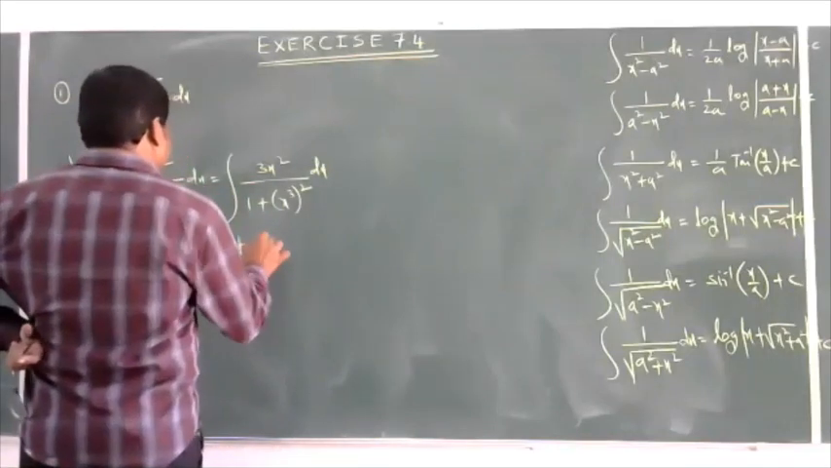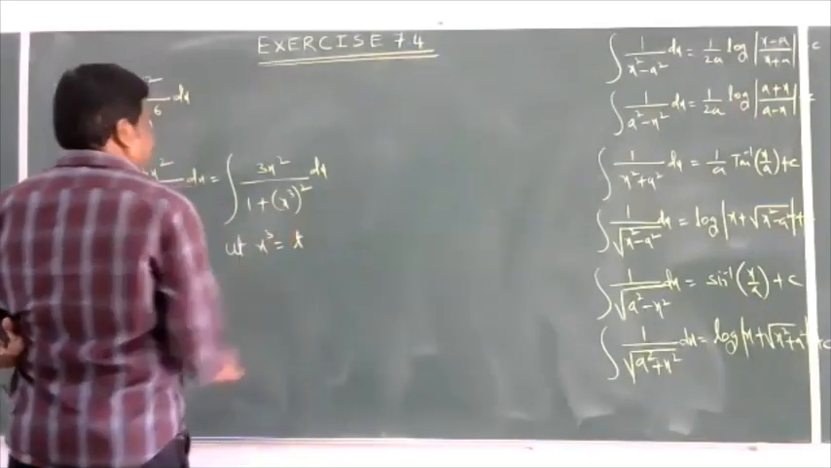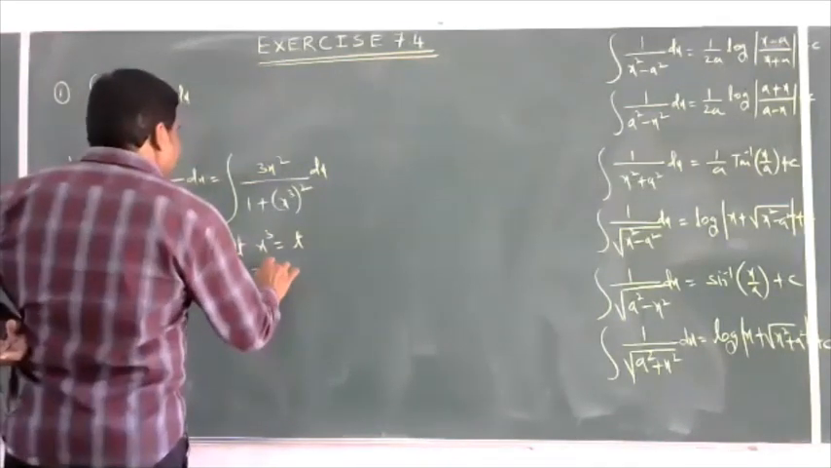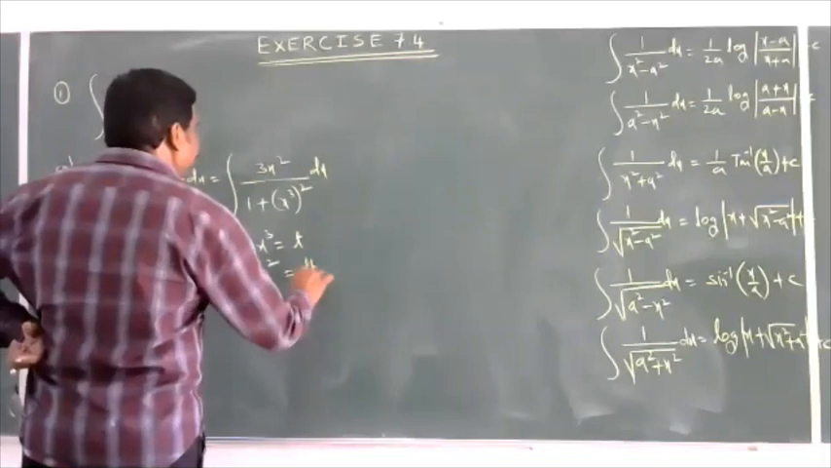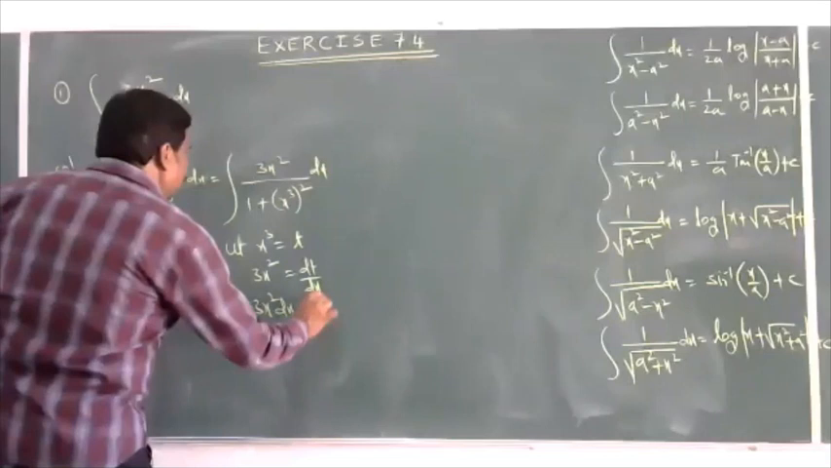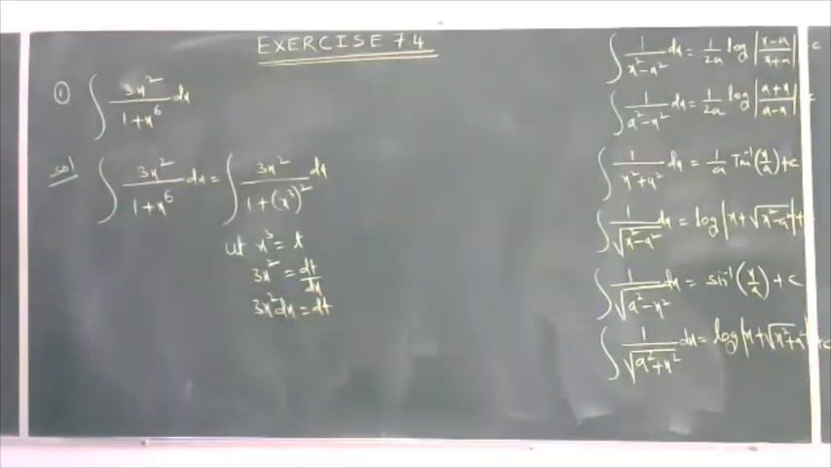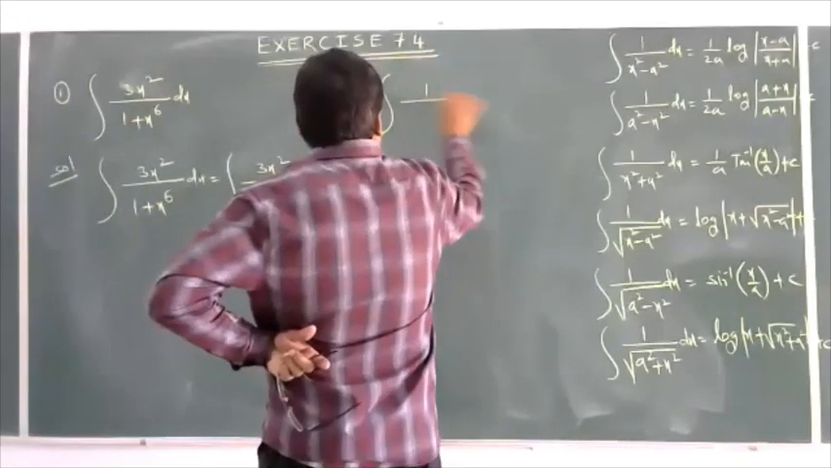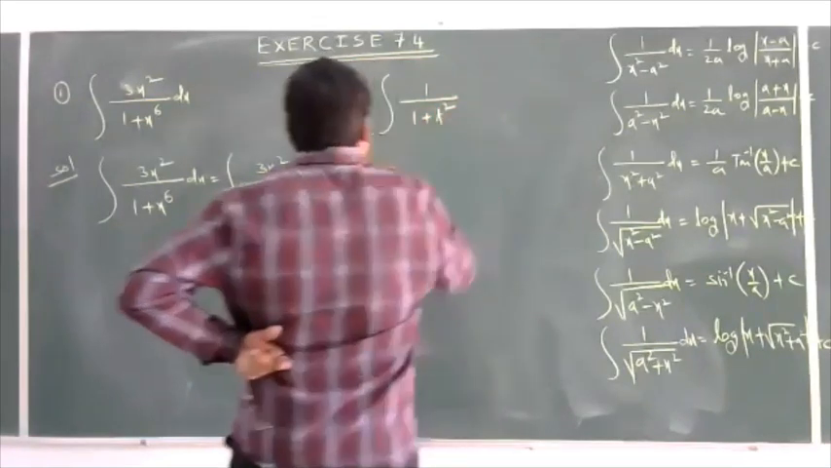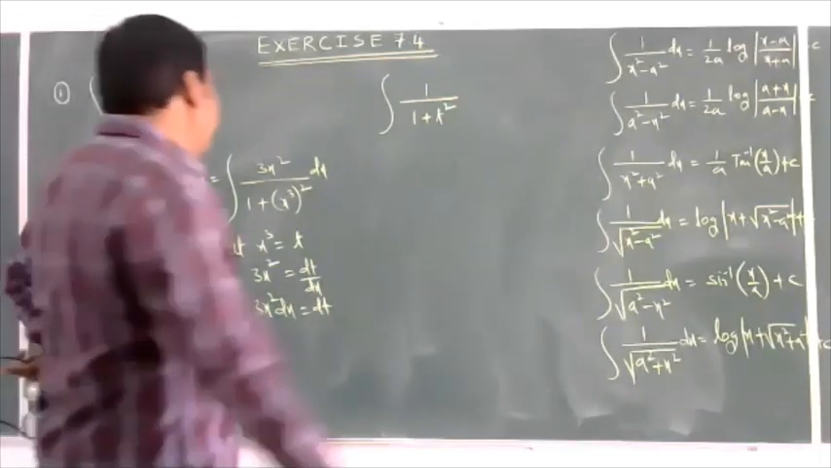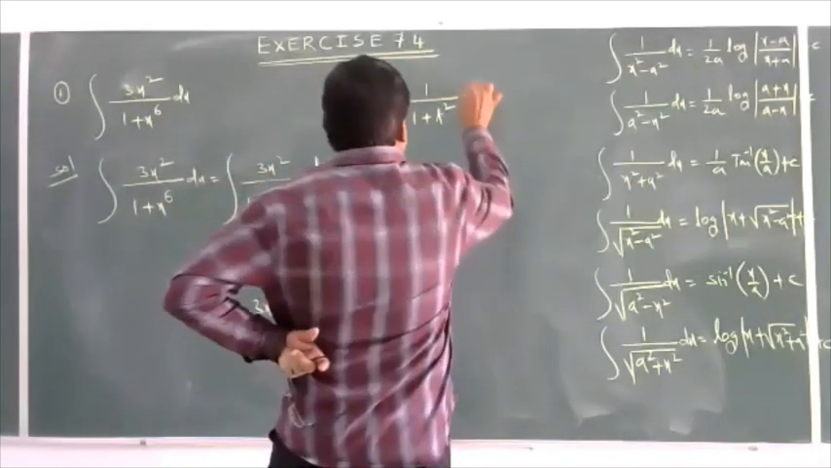X cube derivative is 3x square. That is, let x cube is equal to t. So differentiating both sides with respect to x, that is 3x square is equal to dt by dx. That is 3x square into dx is equal to dt. Then substitute here integral 1 by 1 plus t square. X cube is t, 1 by 1 plus t square into 3x square into dx is dt.